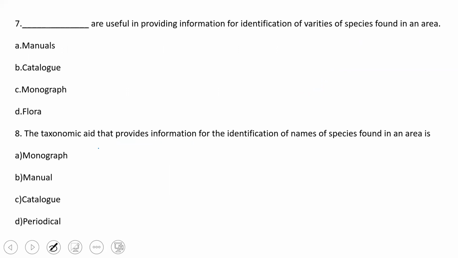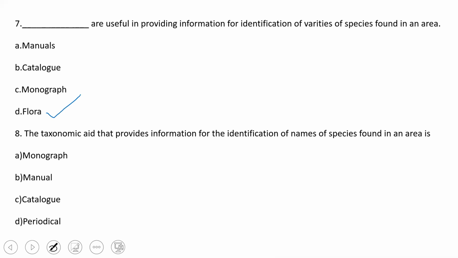Dash are useful in providing information for identification and varieties of species found in an area. So which among the following taxonomic keys is used as the tool for providing information for identification of varieties of species found in an area? We know that the one which is going to be providing the information of a particular habitat is going to be flora. So henceforth the option is D.